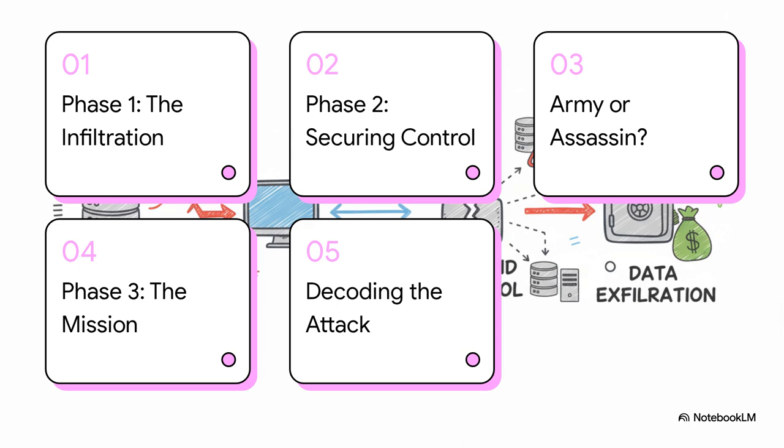All right, so here's our game plan. We're going to start with Phase 1, the infiltration. Then we'll see how attackers lock down control in Phase 2. After that, we'll look at a really interesting strategic choice they have to make before diving into Phase 3, the mission itself. And finally, we'll put it all together and decode the entire attack pattern.